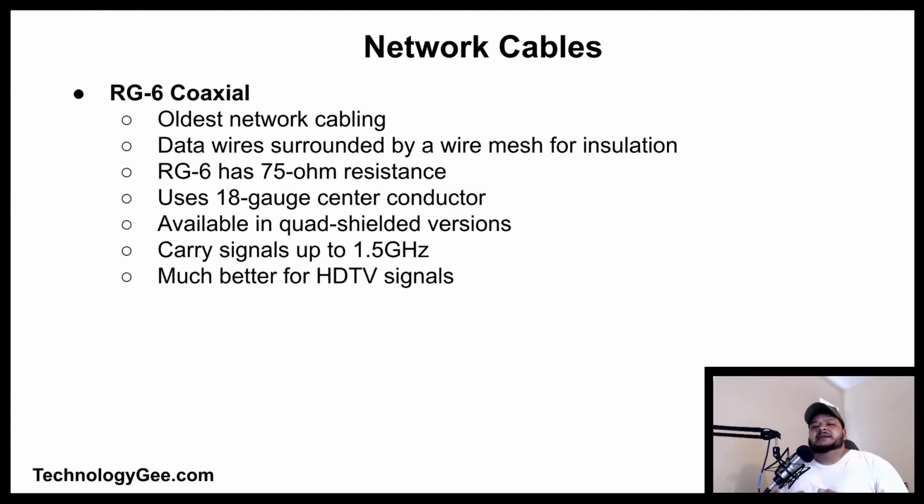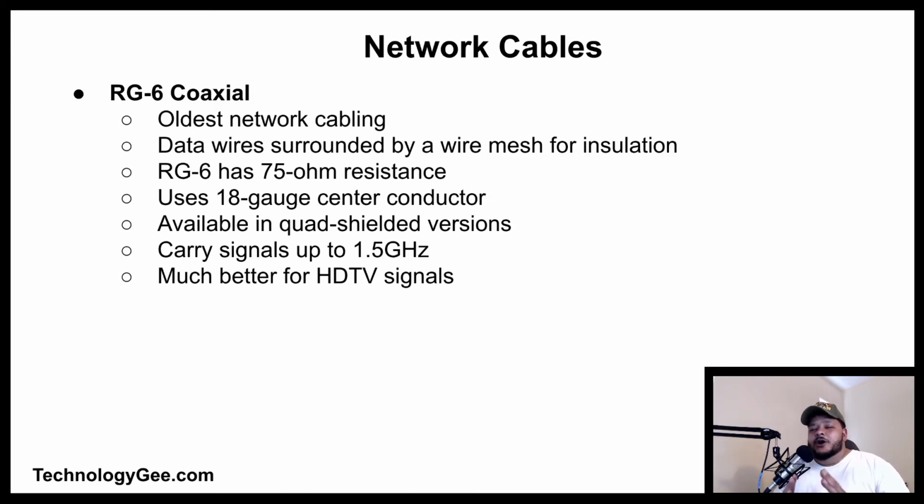RG6. Coaxial cabling is the oldest type of network cabling. Its data wires are surrounded by a wire mesh for insulation. Prior to the advent of fiber optics, the fastest internet service available to home and business customers was cable internet. Cable internet is a form of broadband internet access, which uses the same RG6 coaxial cable as cable television, but adds a device called a cable modem to convert the signal for use by computers and home business networks.